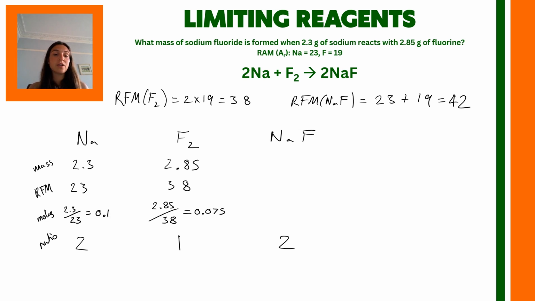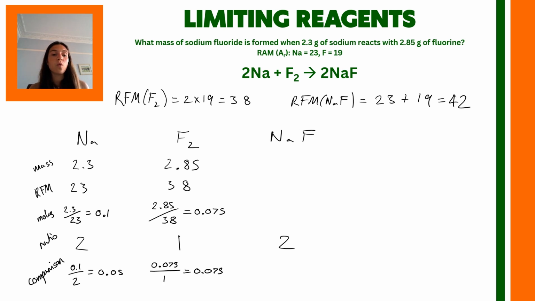So for my sodium, that's its mass, 2.3, divided by RFM, 23, which gives me 0.1 moles. And for my fluorine, I've got my mass, 2.85, divided by RFM, relative formula mass, 38, which gives me 0.075. But remember, I need this in a ratio of 2 to 1. So let's compare the two and see if that's the case.